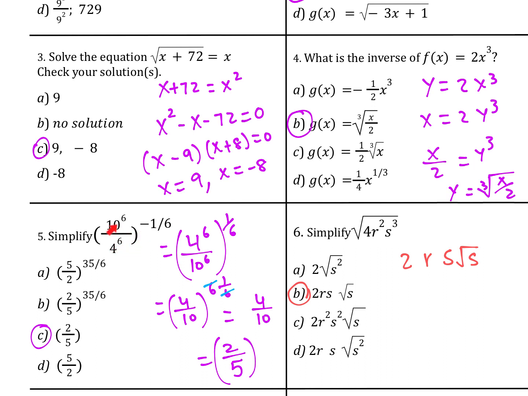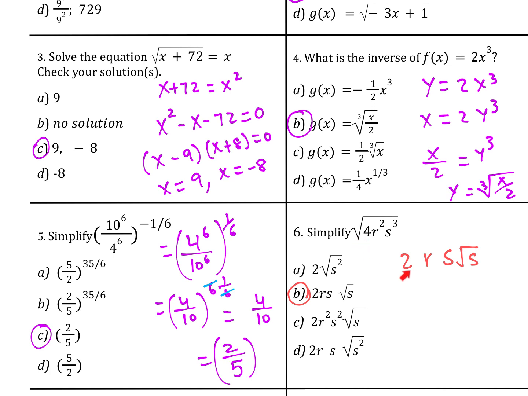Next we have 10 to the power 6 over 4 to the power 6, all to the power negative 1 over 6. To change the negative power, we switch the inside and it becomes a positive exponent. So you flip the inside and it becomes a positive exponent. Now take this 6 power outside of the bracket and it becomes 6 times 1 over 6. The 6 and 6 cancel. 4 over 10 when you reduce becomes 2 over 5.